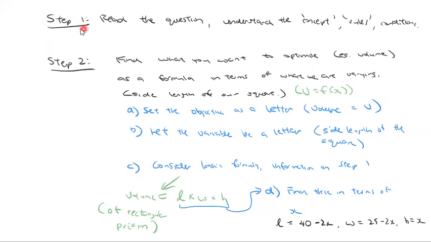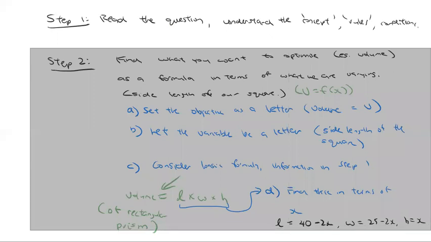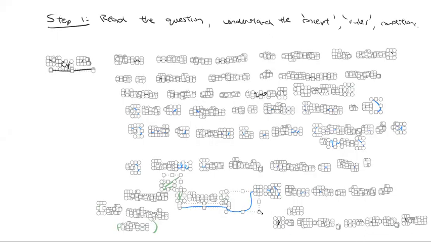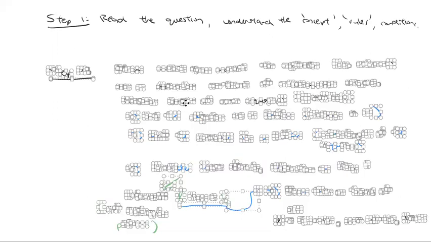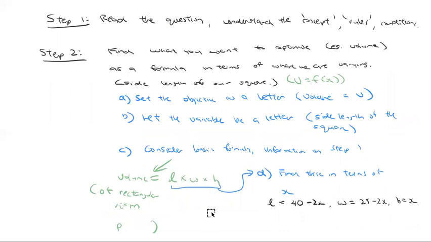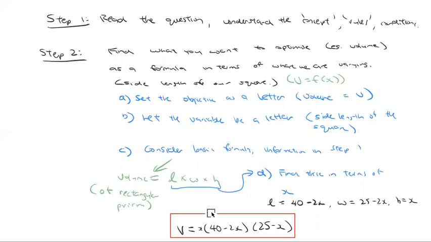And so at the end of all of that, which by the way you could do a bit faster, you don't have to write everything out the way I've done it, but I'm showing you the thinking involved here. Essentially, we have at this point done step 2. So V is x times (40 minus 2x) times (25 minus 2x). Do you see what I mean by step 2 now? Yes. So at this point, we've got what we wanted: volume in terms of x.